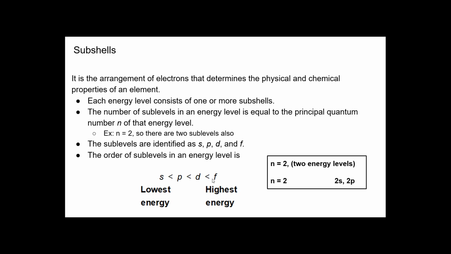Subshells are the books on that shelf, and they're all different, and they all have different energy. S has the lowest energy. The highest energy is F. It's the arrangement of electrons that determines the physical and chemical properties of an element.